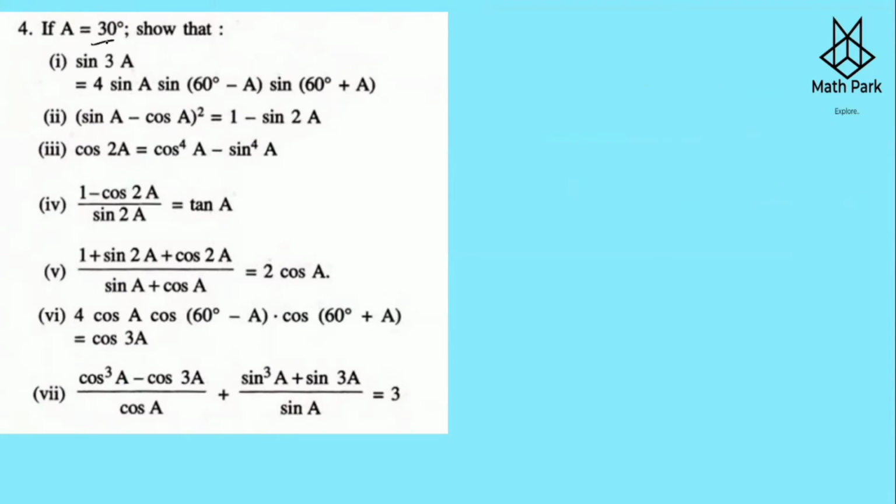Last one, A is equal to 30. Show that sine 3A is equal to this. So first take LHS, we are doing the first one, which is sine 3A, which is sine 3 times 30, which is sine 90. Sine 90 is equal to 1.